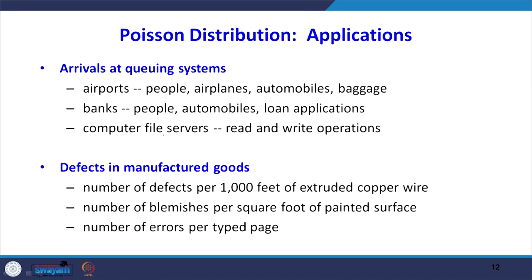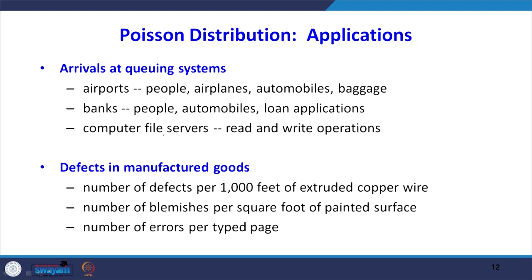Some examples or applications of the Poisson distribution: arrivals at a queuing system follow the Poisson distribution. At any airport, people may arrive, airplanes may arrive, automobiles may arrive, baggage may arrive, that follows the Poisson distribution. In banks, people, automobiles, loan applications, this arrival pattern follows the Poisson distribution. In computer file services, read and write operations follow the Poisson distribution.